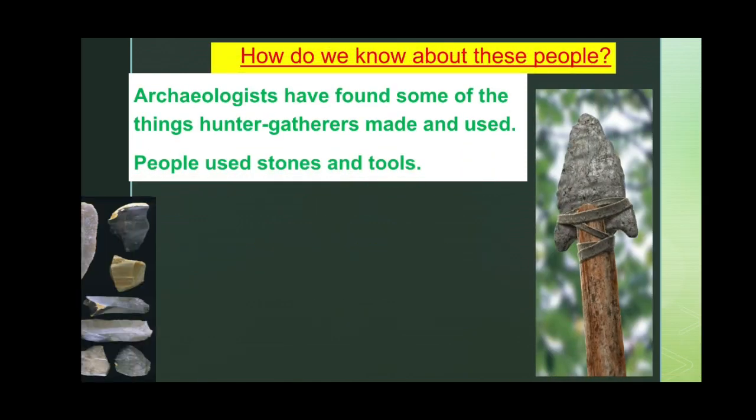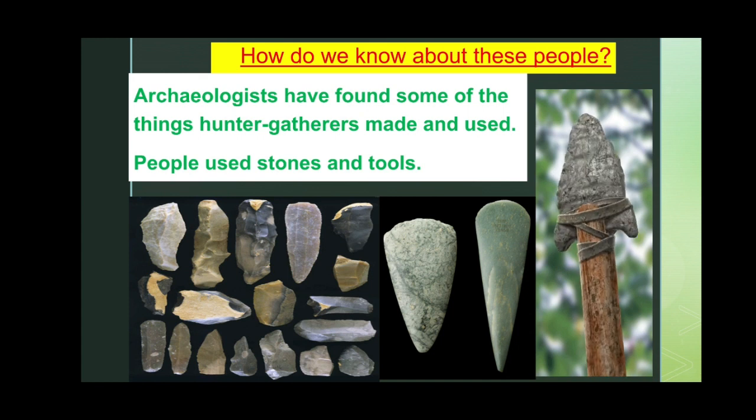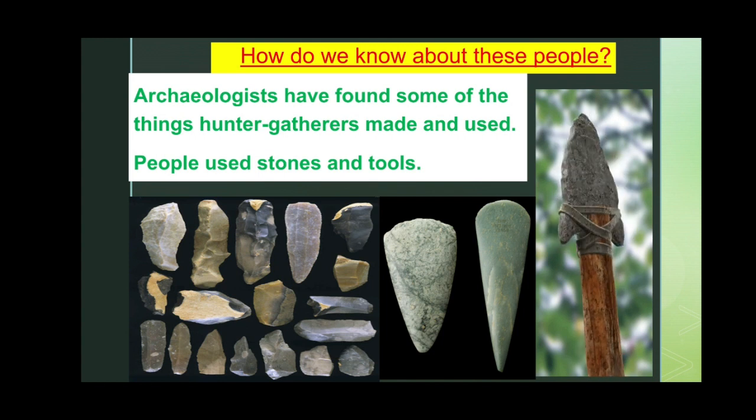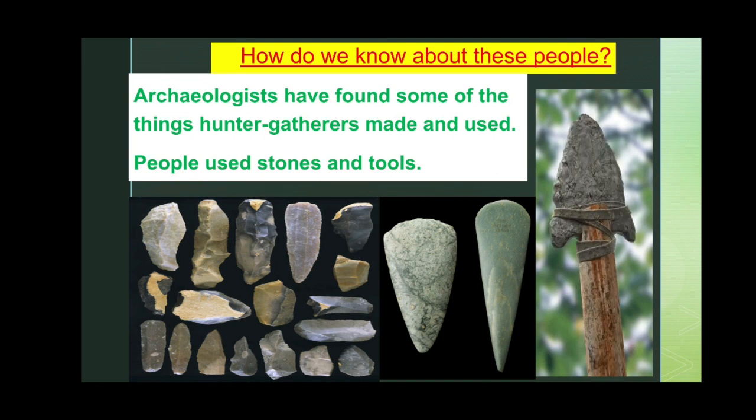Now, second, when we talk about how we know about these people, archaeologists were the main source. In the last chapter also, I taught you about archaeologists. Archaeologists were the main source from where we have got the knowledge about hunter gatherers. More evidences were found by archaeologists, which we are going to see.